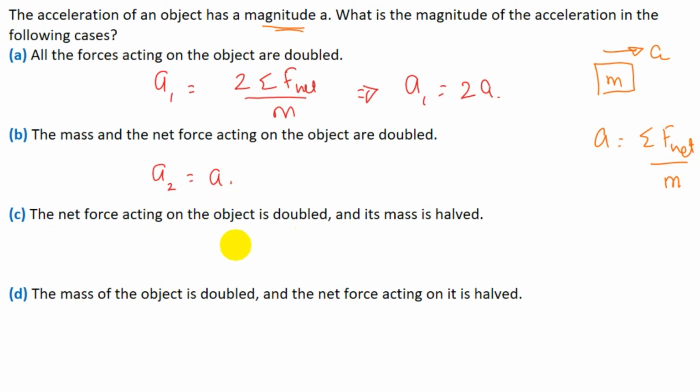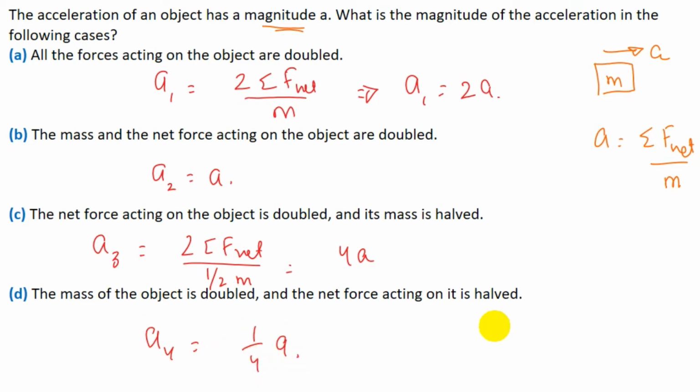Now next it says that the net force is doubled and the mass is halved. So acceleration A3 we can write: force is doubled, so 2 times sigma F net, and mass is halved, so 1 over 2m, and that equals 4 times A. So the acceleration will increase by 4 times. And finally, the D part you can do on your own, I'm just writing the answer. A4 would become 1/4 of A. This time it will become 1/4.